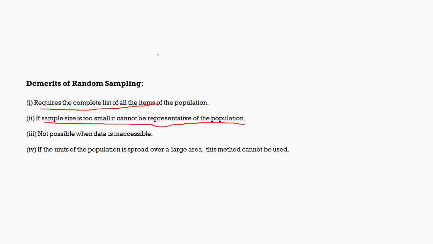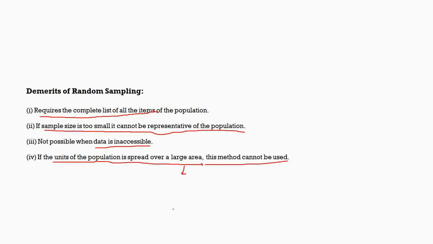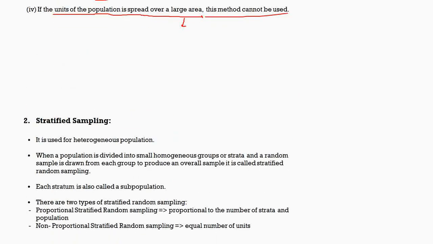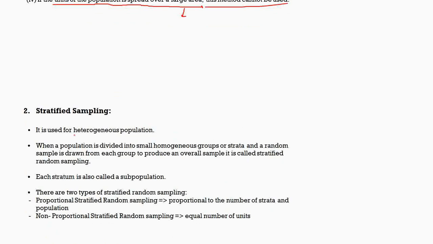And another thing is, when the data is inaccessible, we cannot do this method. For example, we are going to draw the sample for someone else who does not want to share their data. They don't want to tell you for what they're drawing the sample. Then we cannot do this method. Okay. And the last one is, when the units of population is spread over a large area, then this method cannot be used. So we will have to separate all the geographical areas and then collect the samples, which is similar to that seen in stratified sampling. Stratified sampling is used for heterogeneous population.